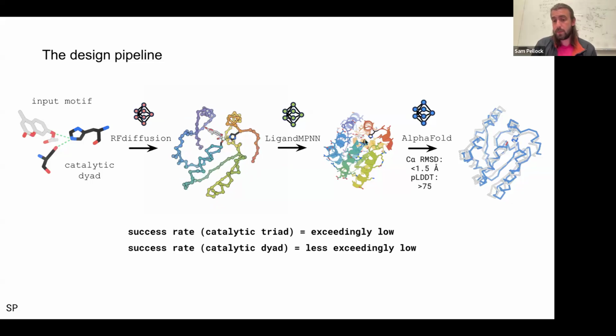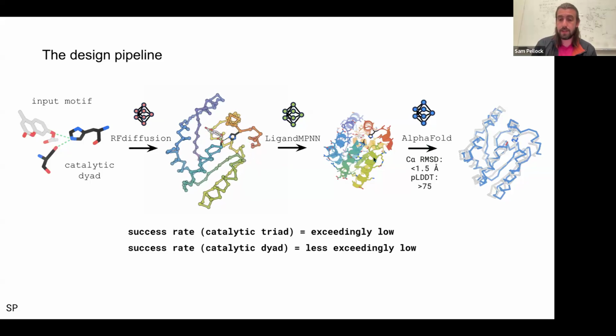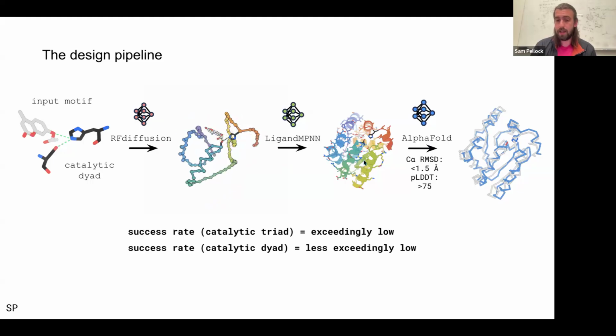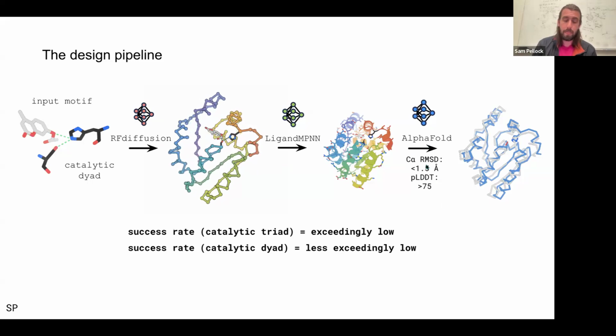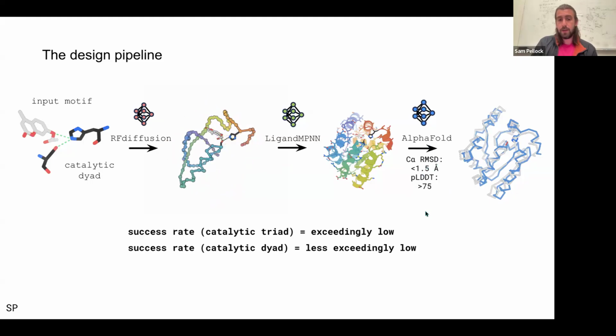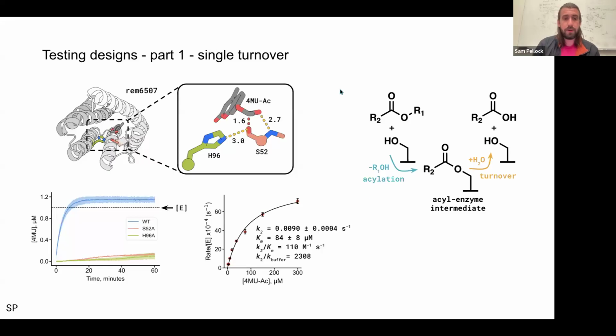Now that we have a sequence, we plug that into AlphaFold to see if the designed structure aligns with the predicted structure. So does our sequence fold to our target structure? And these are our filtering metrics that we landed on for AlphaFold filtering. And so in this first round of designs, here's an example design, REM 6507.